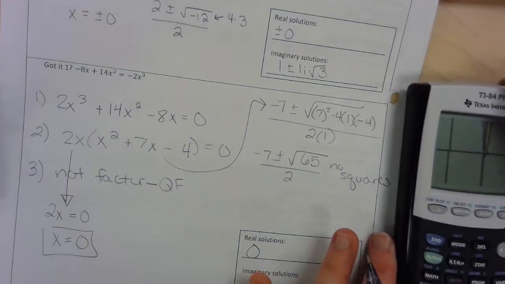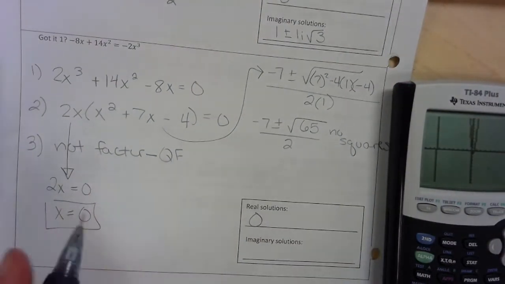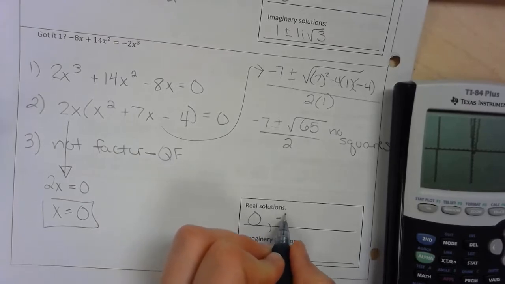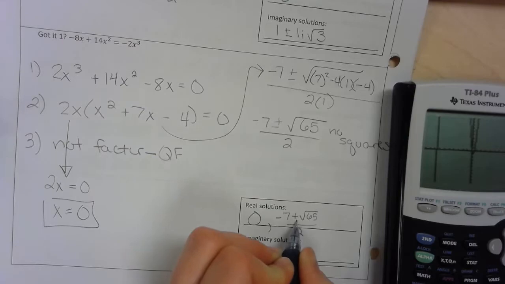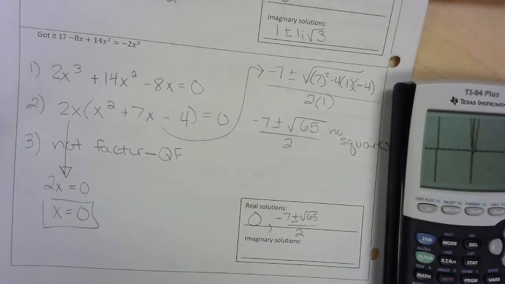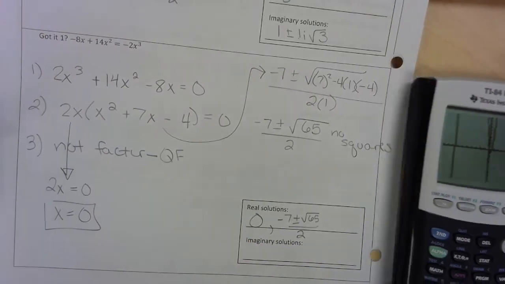And where the graph is crossing, those must be the decimal forms of my answer. So my other two answers are -7 plus the square root of 65 over 2 and -7 minus the square root of 65 all over 2. There are no imaginary solutions.